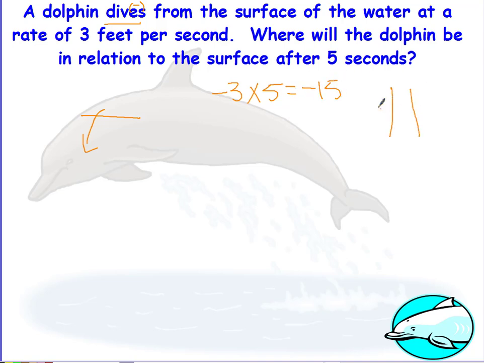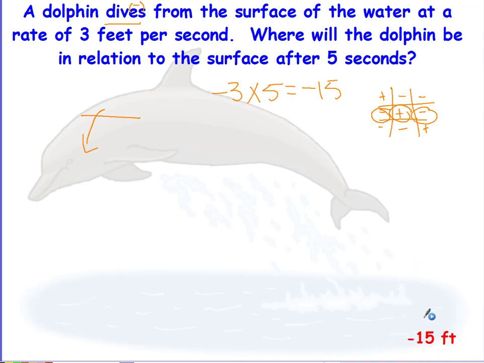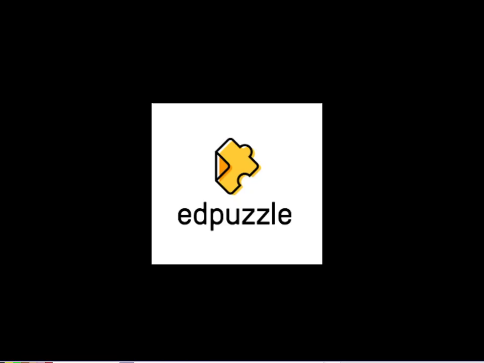Again, I can draw my tic-tac-toe. Positives across. Negatives, negatives, negatives, negatives. Just fill in with the negatives. -3 times a positive is going to give me a negative answer. And we can confirm. And yes, indeed, the answer is -15. Now it's your turn to practice.